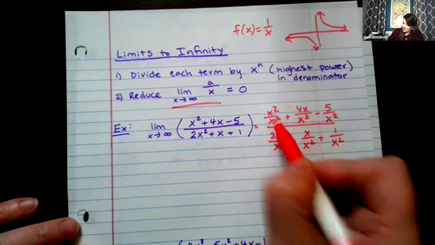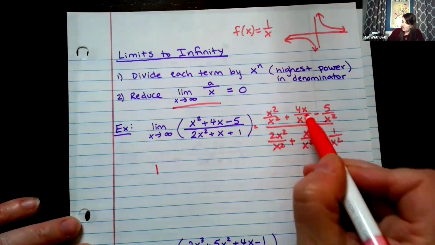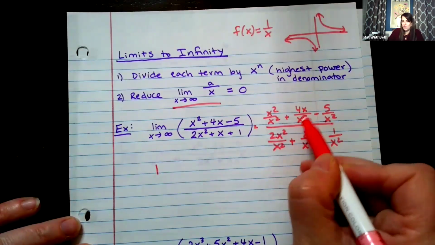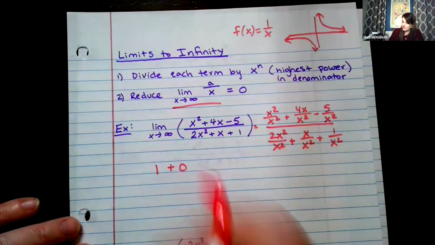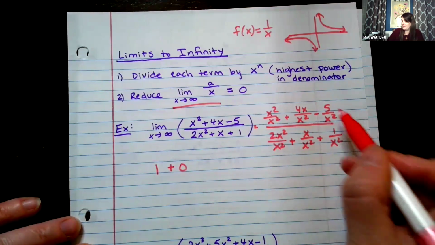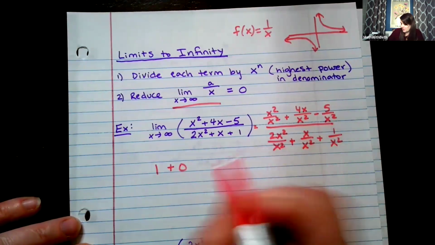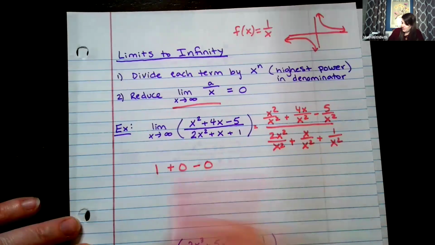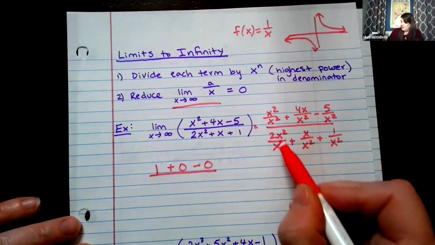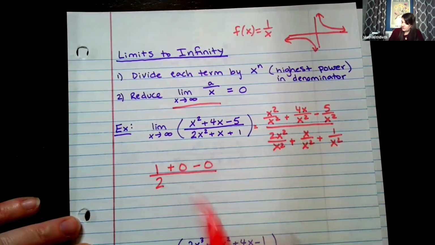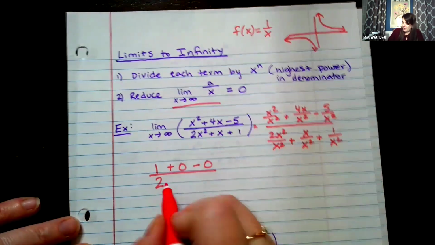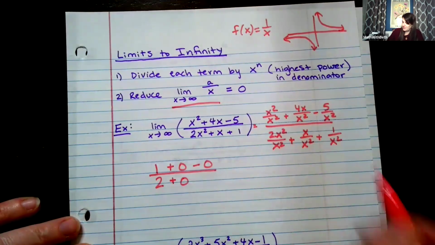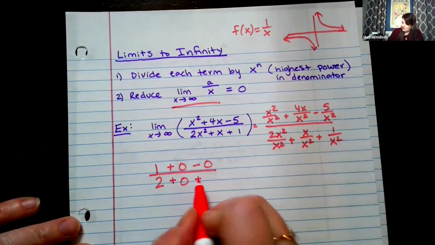Anything over itself is just 1. But this one's going to turn into 4 over x, so I'm just going to consider that 0. This is definitely a number over x or x squared. Same thing, so I'm just going to consider that 0 as well. Here, these are going to wipe out and leave us with 2. This is going to become 1 over x, so I'm just going to consider that 0. And same thing.